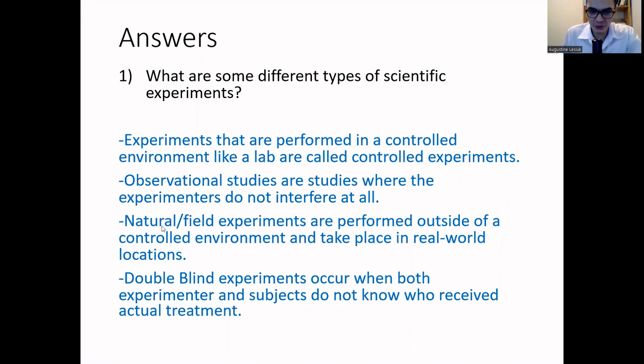Next, natural or field experiments, which are performed outside of a controlled environment, and they take place in real world locations. So this is sort of the opposite of controlled experiments, okay? And the last one, double-blind experiments, which are experiments that occur when both the experimenter and the subjects do not know who received actual treatment. We'll talk more about that as we go through this unit.